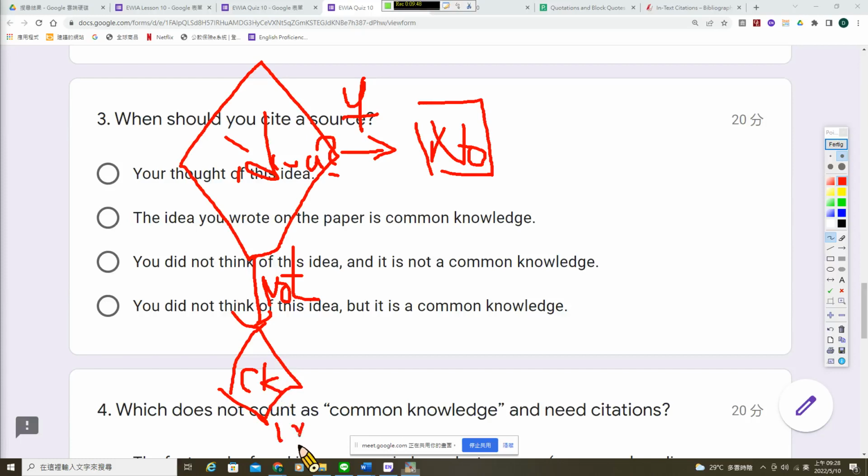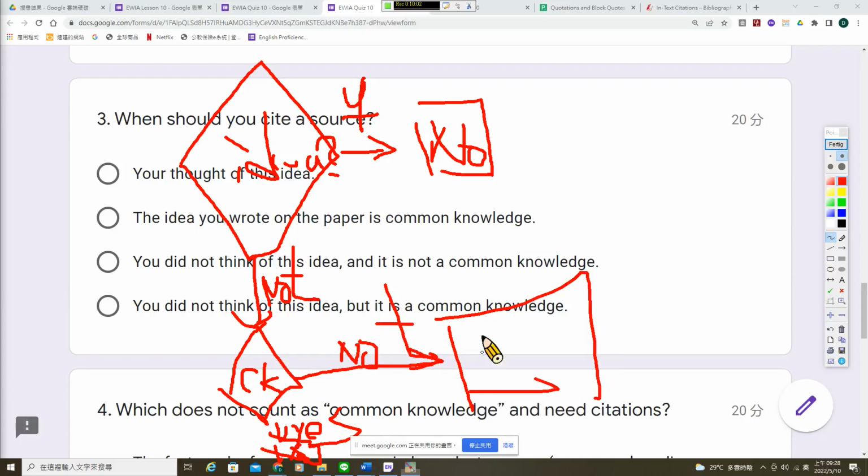If this is yes, of course you don't need to cite. But how about if this is not common knowledge? Then of course you need to cite. So basically this is the basic idea you need to have. You just consider if this is your own idea, then you don't have to. So you go to the next stage of consideration.